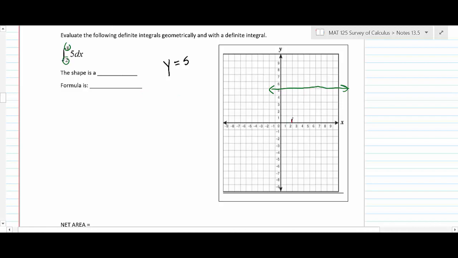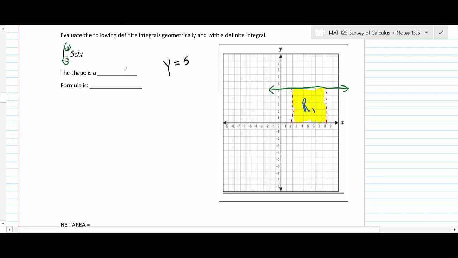So in our diagram, you want to go up through 2 all the way to 8, and then shade in that region right there. Now we're going to do it 2 ways. We're going to do just the formula, and then we're going to do the fundamental theorem to find that area. So that's the region. When we're doing this integral, you're finding that area.